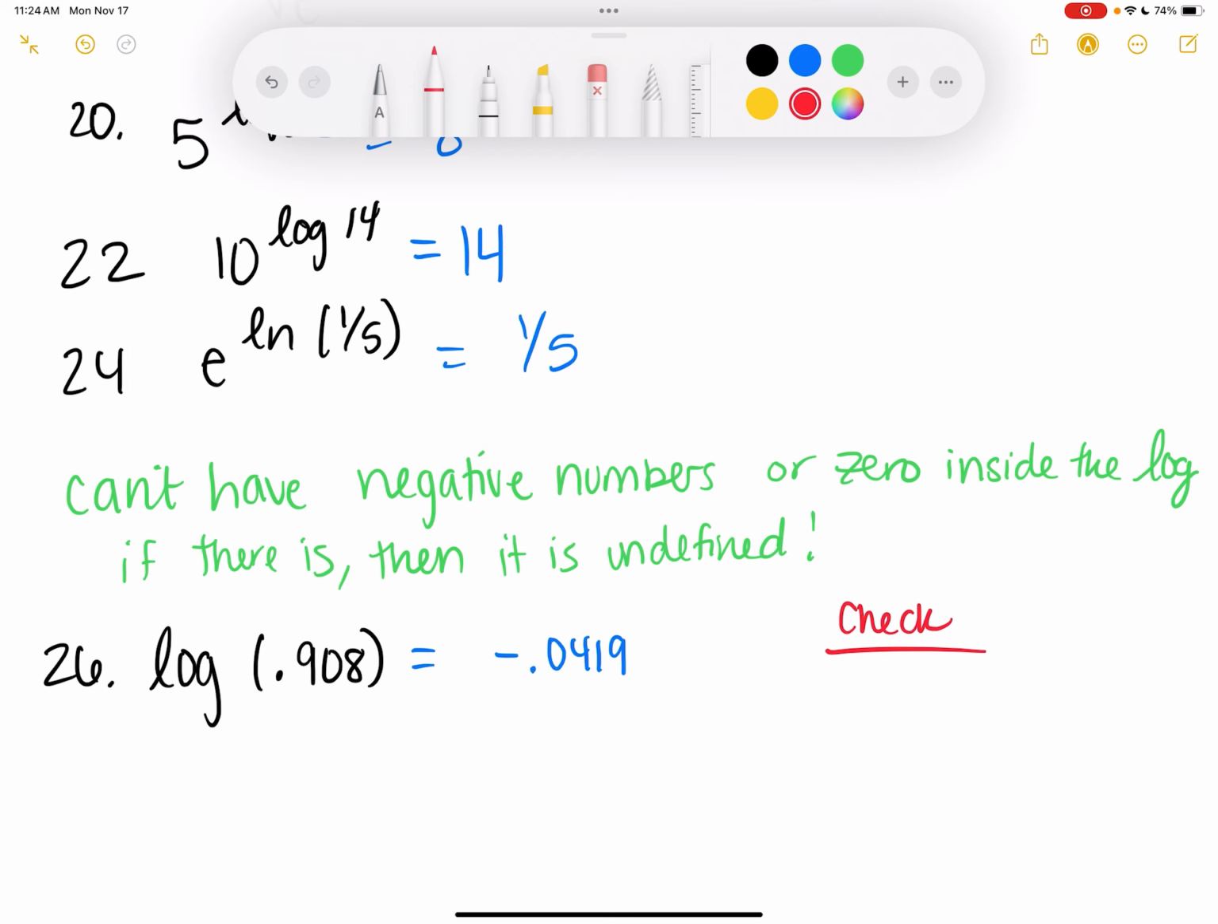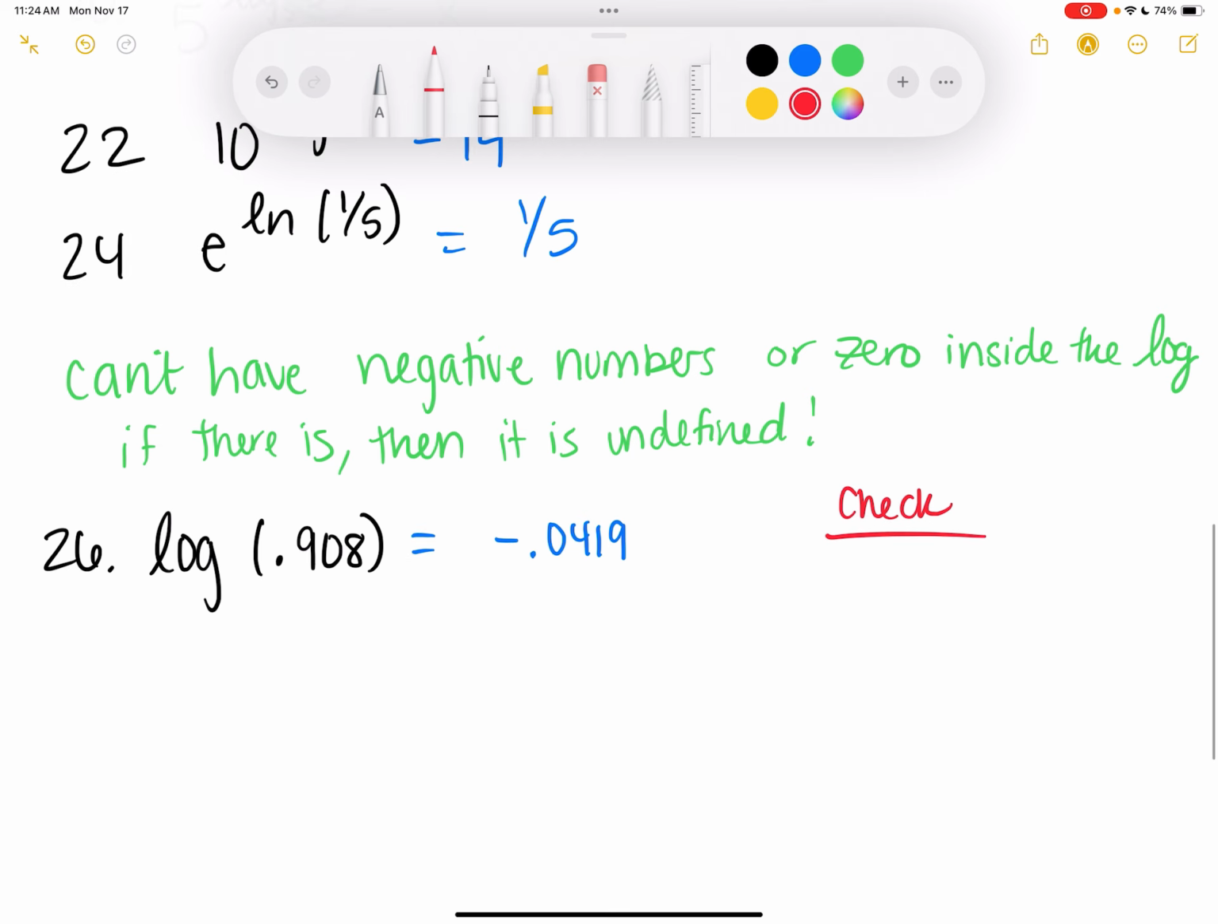Now, if you want to check it to make sure that you did it right, if you think you might have typed something in wrong, this is a common log, so raise 10 to the negative 0.0419, and it should be equal to 0.908. If this is a rounded number, it might be slightly off, but it should be close enough. So 10 to the negative 0.0419 equals 0.908, and then you know you've done it correctly. I don't care if you check them, but that's how you would check them if you need to.